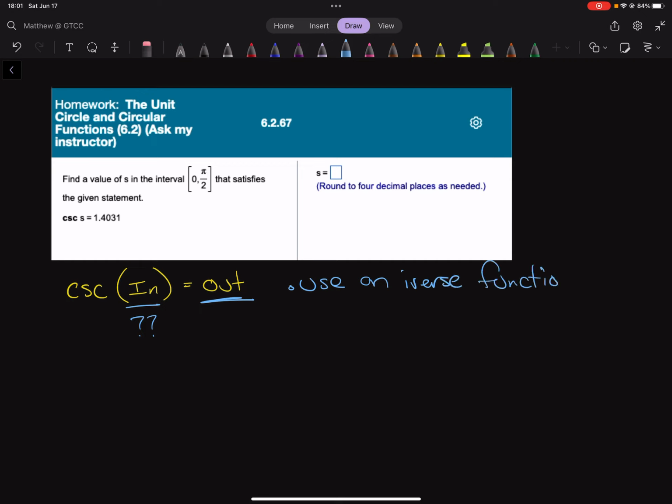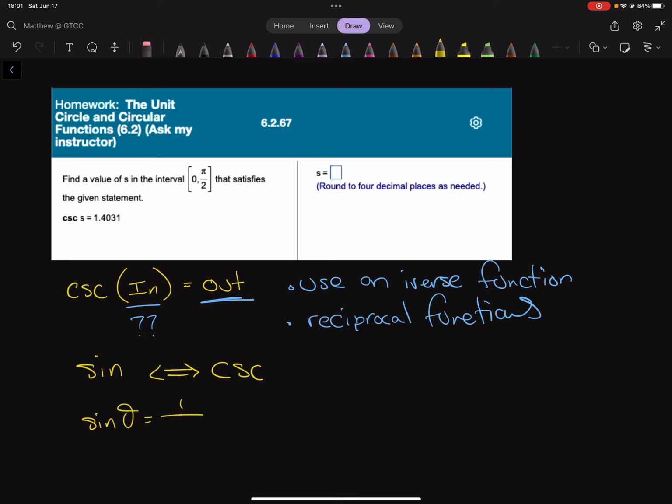That's one thing. The second thing we need to be aware of is reciprocal functions. In this case, it's a relationship between sine and cosecant. Sine theta is equal to 1 over cosecant theta, or the opposite is also true: cosecant theta is equal to 1 over sine theta.